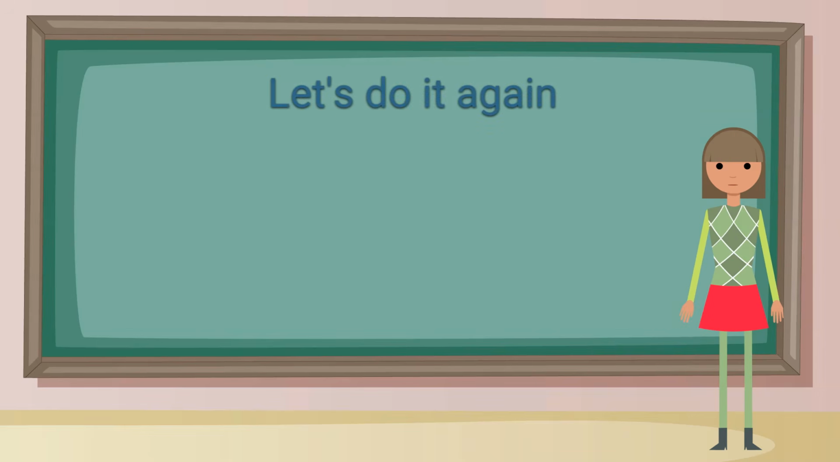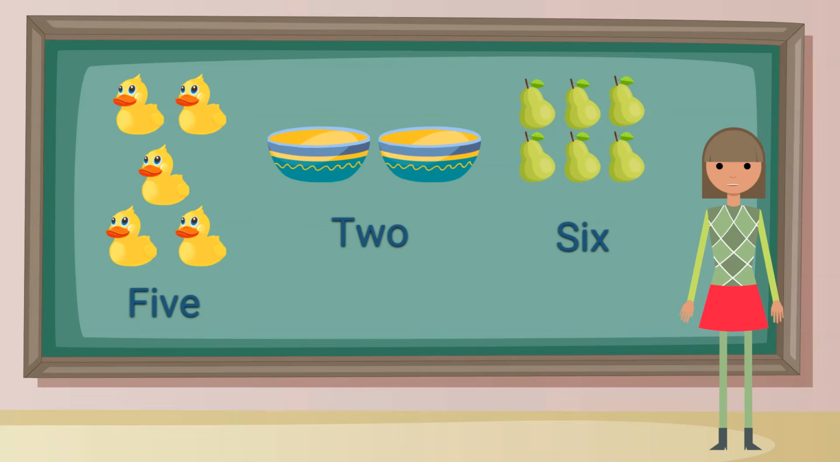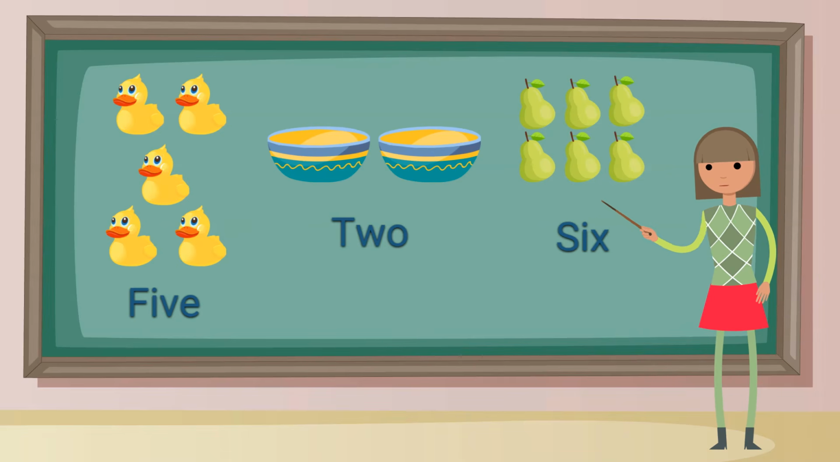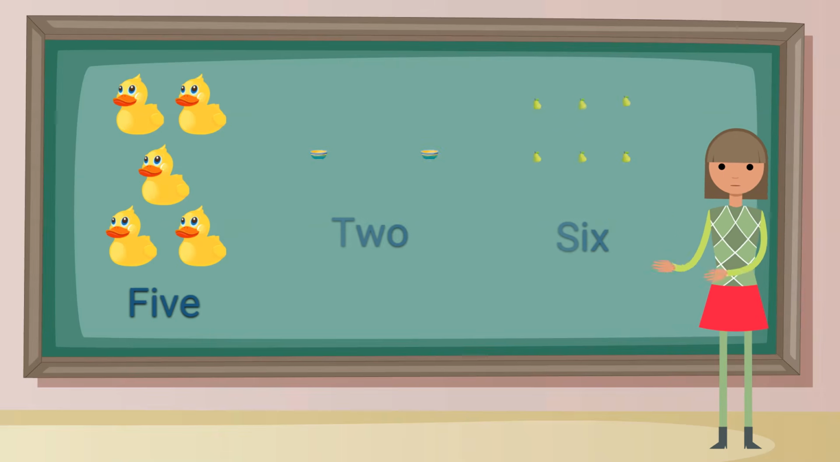Let's do it again. Where here you can count 5? 5 pears, 5 bows, or 5 ducks. I'll count the pears. 1, 2, 3, 4, 5, 6. Yes, 5 ducks. Very good.